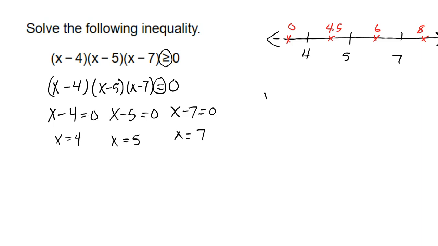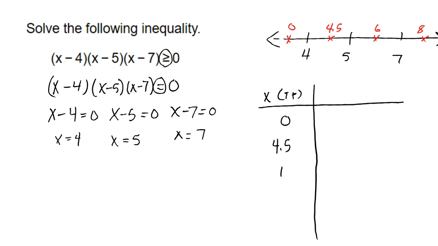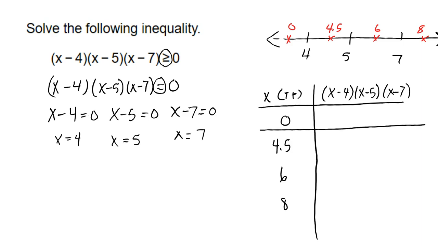And you want to take your test points, which are your x's, and you're going to substitute those test points of 0, 4.5, 6, and 8 into your polynomial expression, x minus 4 times x minus 5 times x minus 7. And what you're looking for is to tell whether this expression is positive or negative in that interval. So for the first test point of 0, we would have 0 minus 4 times 0 minus 5 times 0 minus 7. And that would be a negative times a negative times a negative, which is a negative. So that's telling me that I have a negative value for that expression in the first interval.